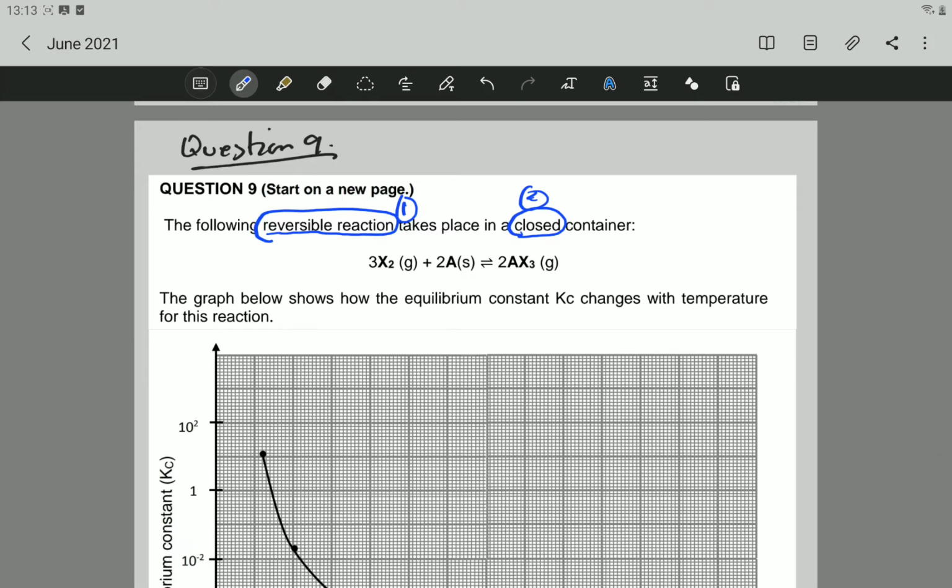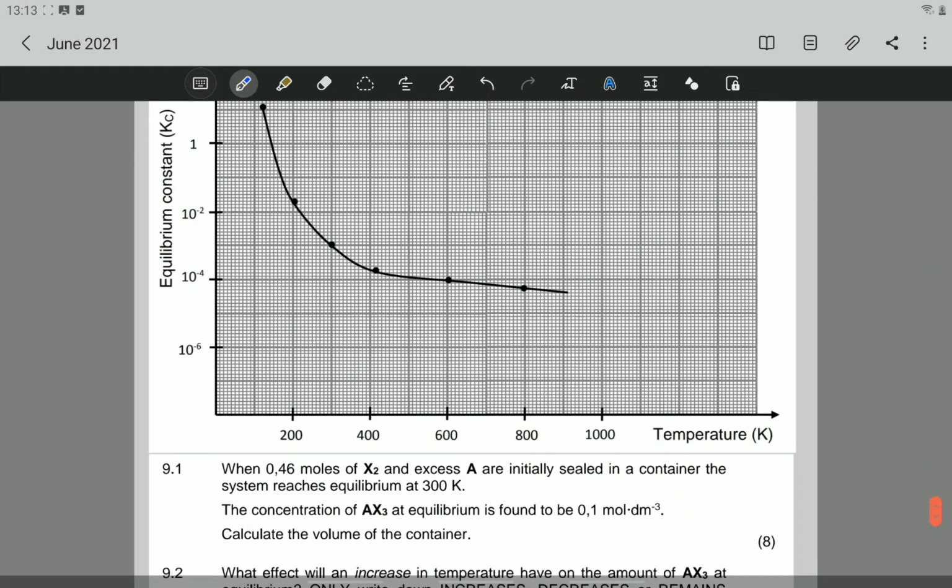So we have this reaction. It's a hypothetical one of a gas X2, a solid A, and the product will be AX3. Now the graph below shows how the equilibrium constant Kc changes with temperature. And now we see something here.